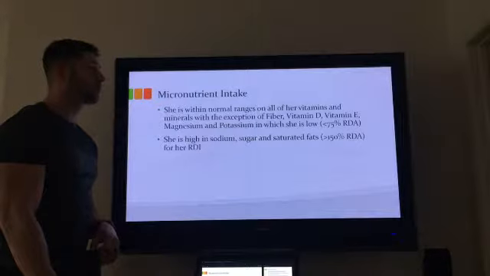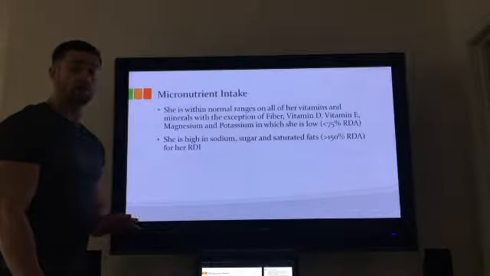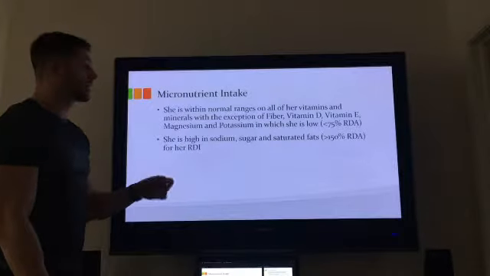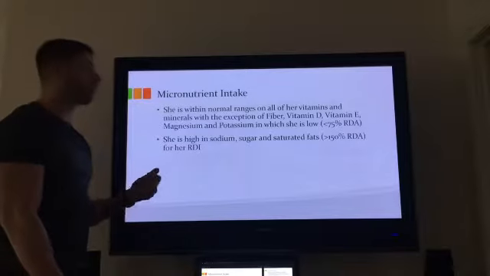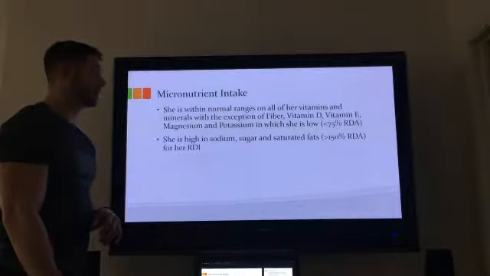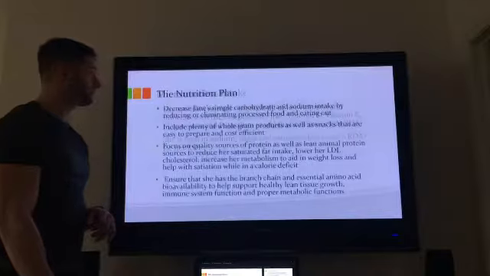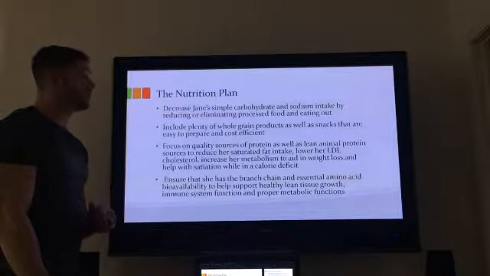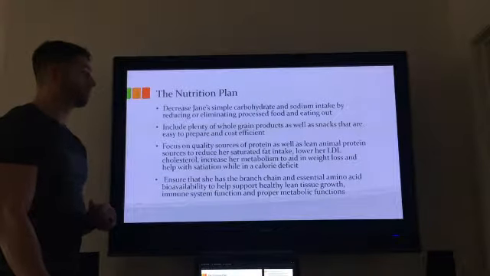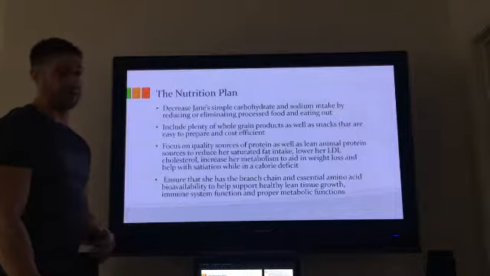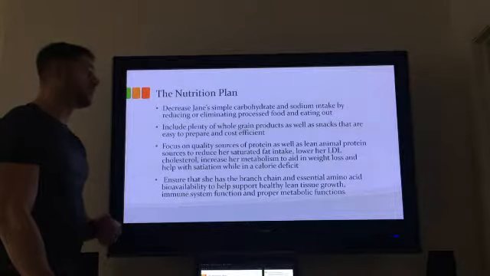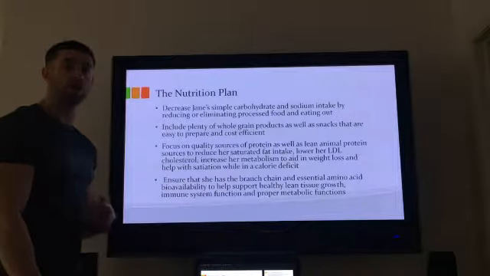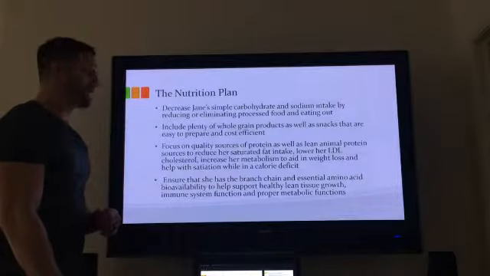So we want to make sure that with elimination of the processed foods and eating out that she does, that we get these numbers down, and good quality whole foods will increase the vitamins and minerals that she's deficient in. So what is our plan? Our plan is to decrease Jane's simple carbohydrate and sodium intake by reducing or eliminating processed foods and eating out. We're going to include plenty of whole grain products as well as snacks that are easy to prepare and cost efficient, so she has good quality choices at home and at school.